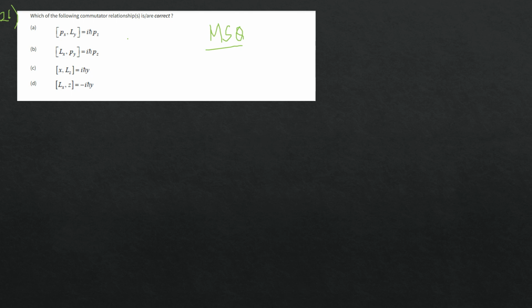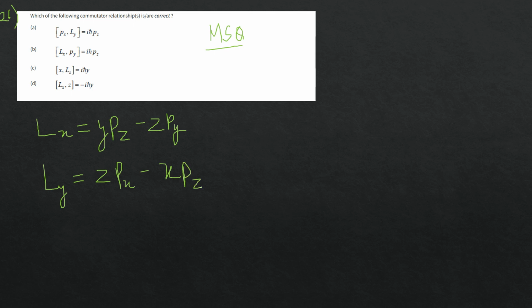So here the commutation relation would be really useful. Before going into the question, you should know the values of Lx, Ly, Lz. Lx is equal to ypz minus zpy. Ly is equal to zpx minus xpz. And Lz is equal to xpy minus ypx. Right? So we'll do the first option first.